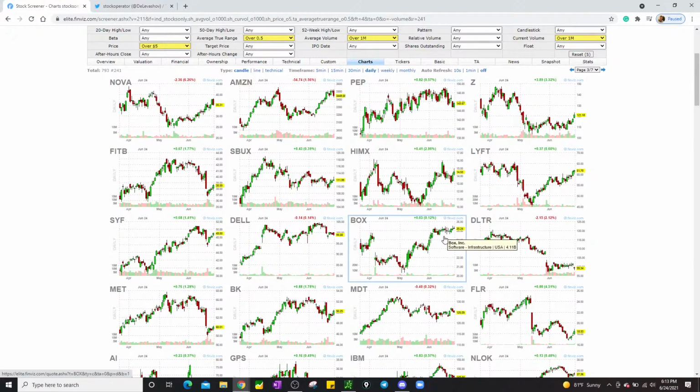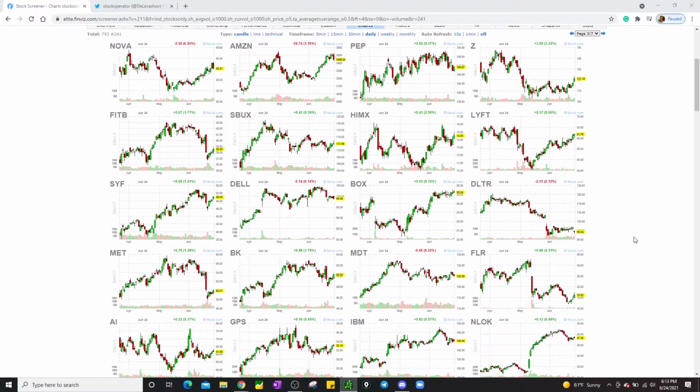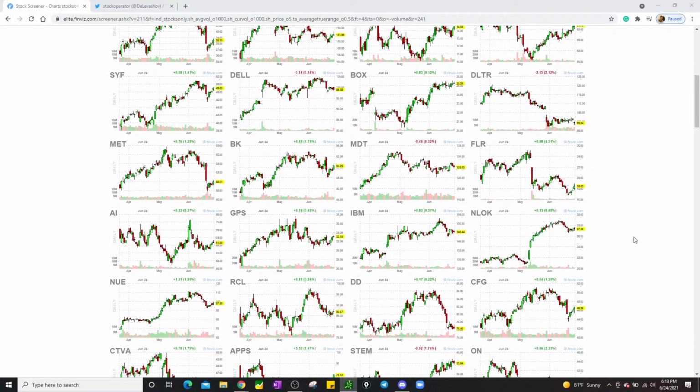Box. I mentioned Box a few days ago. Still cooking here. Nice volume today. I'll check the smaller time frame and see what is going on there. MET is also trying to recover some of this area. Insurance company.